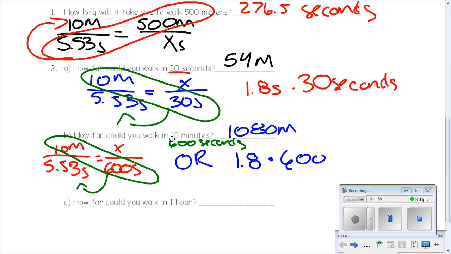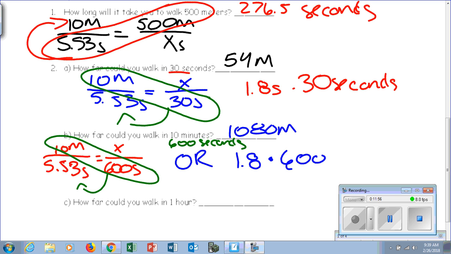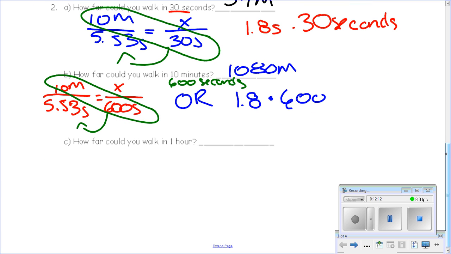Let me see my calculator. So let's leave it as 1080 meters for 2B. And let's go on to 2C for now. It says, how far could you walk in 1 hour? In 1 hour. Well, again, like I did before, I'll tell you that 3,600 seconds is 1 hour.